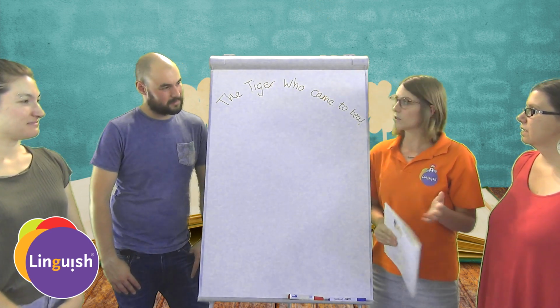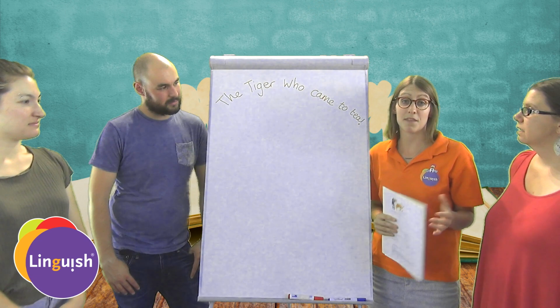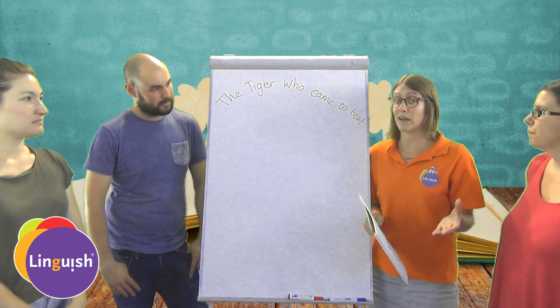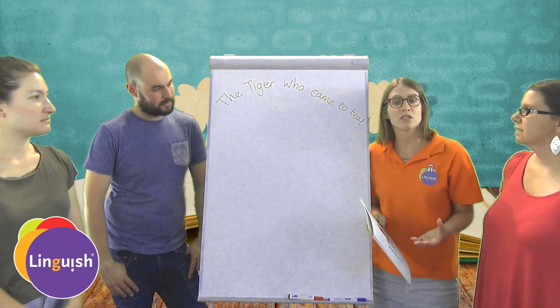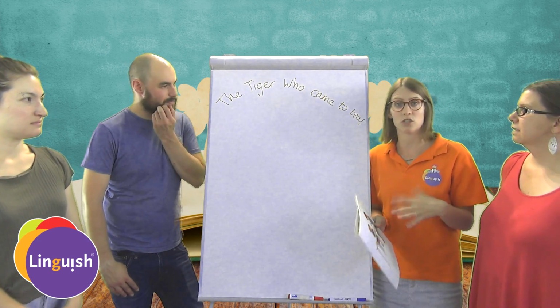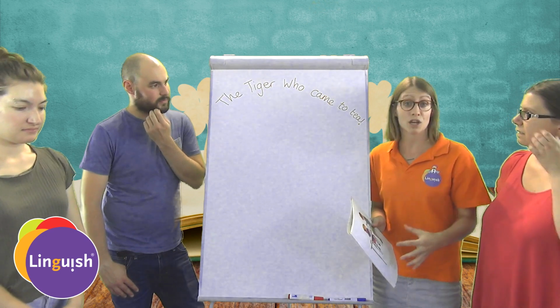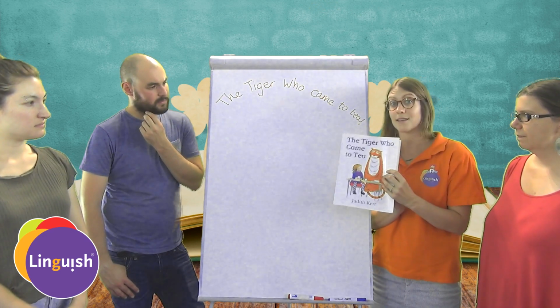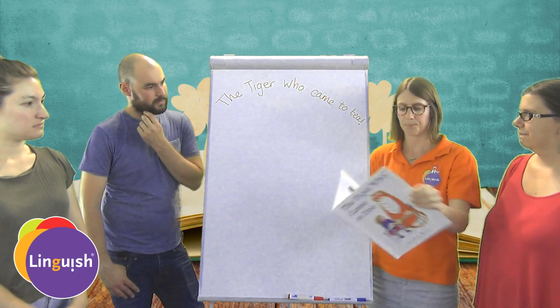Story. This is a tutorial for a method developed by Pie Corbett in the United Kingdom for Talk for Writing. What we'll be doing is using a lot of TPR, gestures and pictures to learn a story. It can be used for any story, but today we'll be using The Tiger Who Came to Tea.